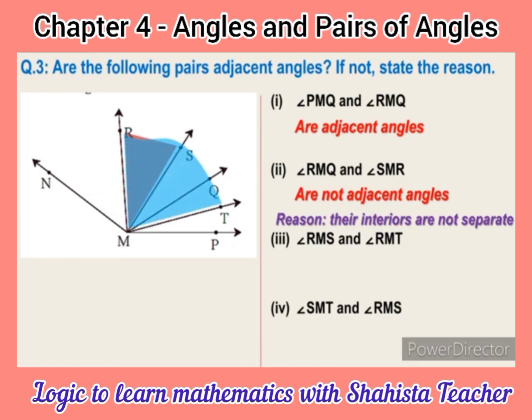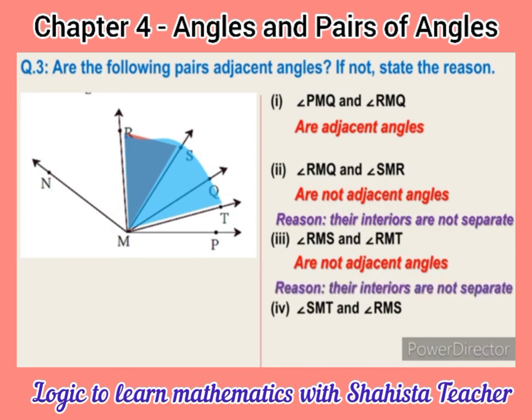As you can see here, RMS and RMT. RMS and RMT have a common vertex M, but the main reason is their interiors are not separate. So we can write here they are not adjacent angles because their interiors are not separated. Okay, my dear students. Now last sub question. Angle SMT and angle RMS. See this, their interiors are separated. So yes, they are adjacent angles.